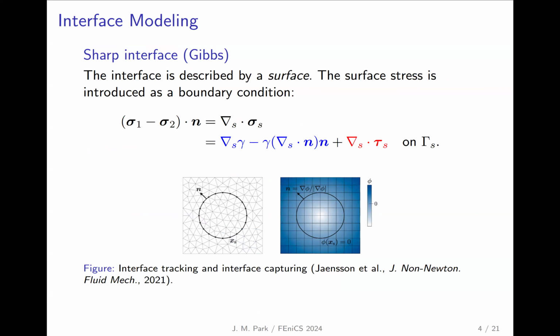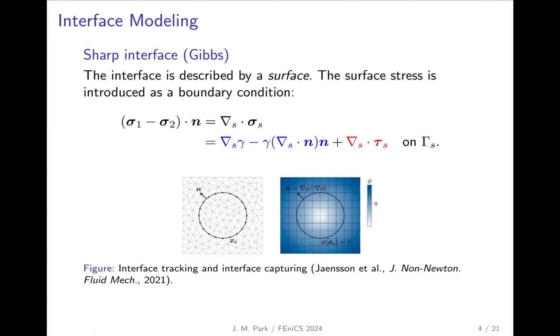When we want to describe the interface, we have two different approaches. One way is to assume the interface as a surface, and that is called the sharp interface method. Across the interface, we introduce a boundary condition as a stress jump condition, which looks like this. Across the inner and outer fluid, we have a stress jump condition. The surface stress consists of two parts. The first one is from the surface tension, and the second part is the extra stress.